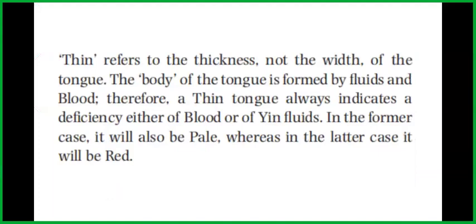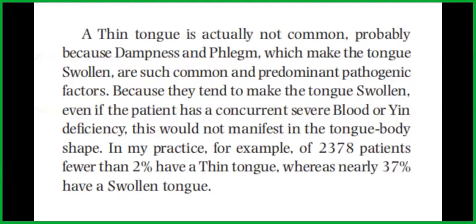The body of the tongue is formed by fluids and blood. Therefore, a thin tongue always indicates a deficiency either of blood or of yin fluids. In the former case, it will also be pale, whereas in the latter case, it will be red. A thin tongue is actually not common, probably because dampness and phlegm, which make the tongue swollen, are such common and predominant pathogenic factors. Because they tend to make the tongue swollen, even if the patient has a concurrent severe blood or yin deficiency, this would not manifest in the tongue body shape.